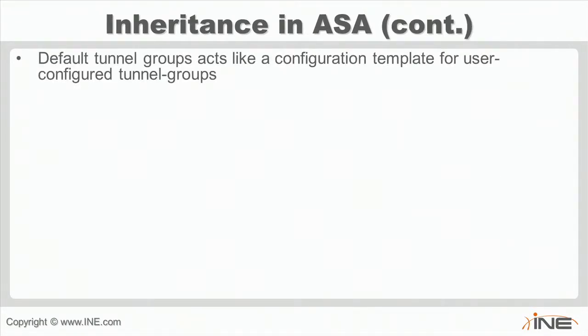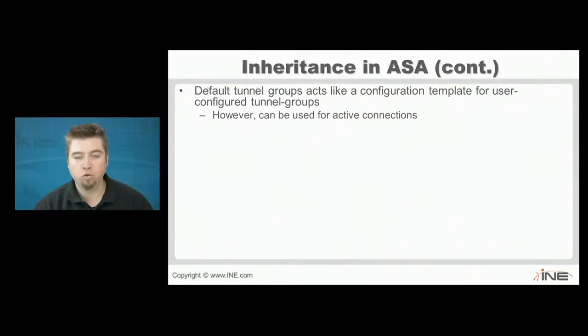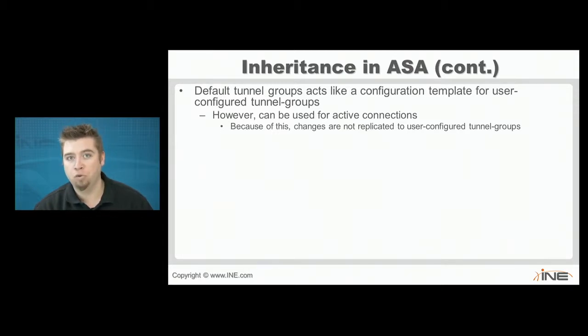Now the default tunnel groups are basically a config template, but they can also be used for active connections. What this means is that if a user comes in and doesn't match a tunnel group, they will fall back to the default one. They are then going to inherit those individual attributes from it.